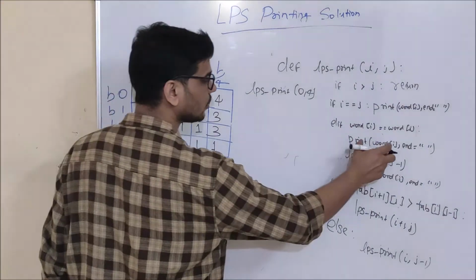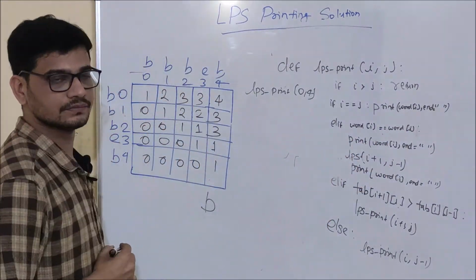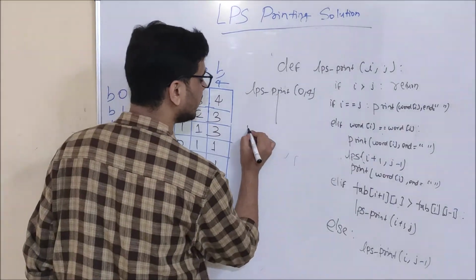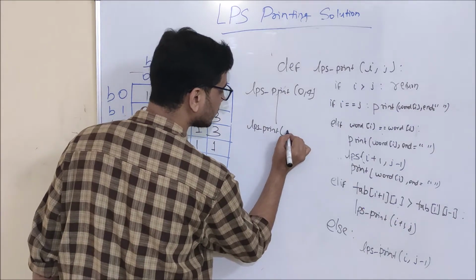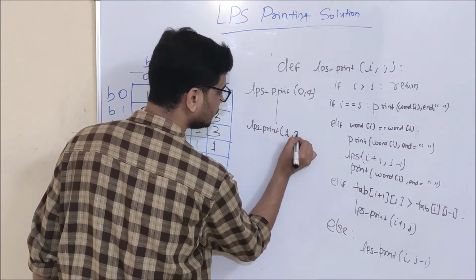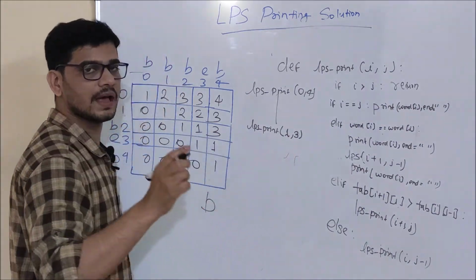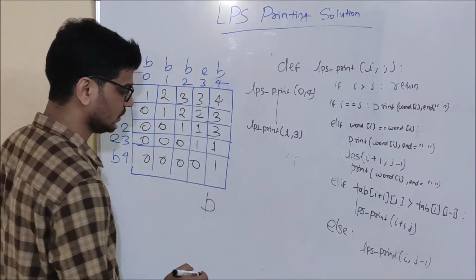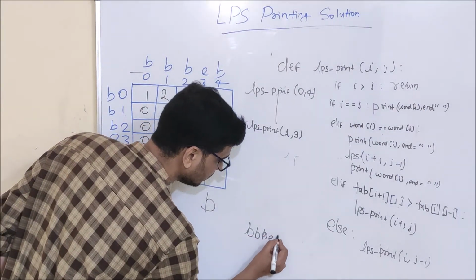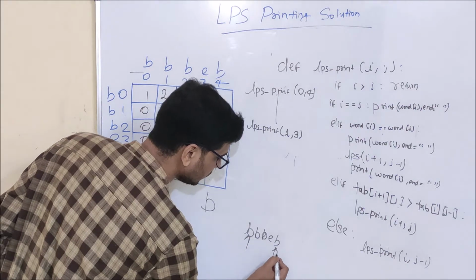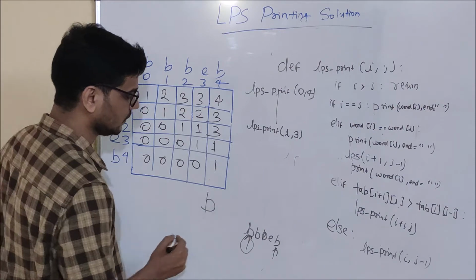So first of all, this particular line will be executed. So I will print B, and then a function call will be made to LPS print of I plus 1, that is 1, and J minus 1, 3. And till that time we don't have the answer for LPS print of 1, 3. Let's understand in more detail. Suppose I have this B, B, E, B. So I is here, J is here. So first of all, what I am doing, I am printing this character as I have got a matching thing.